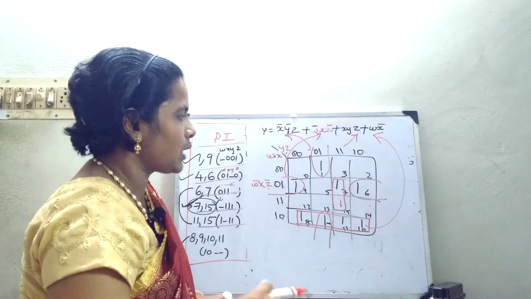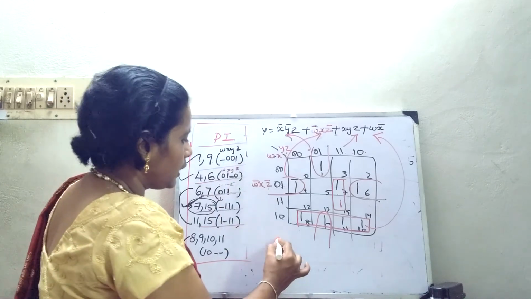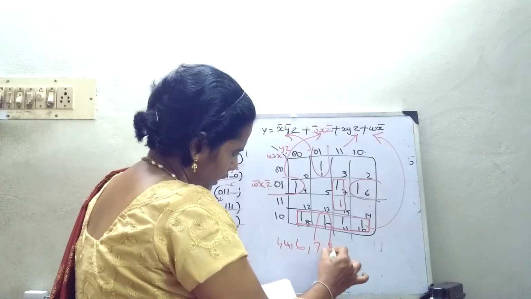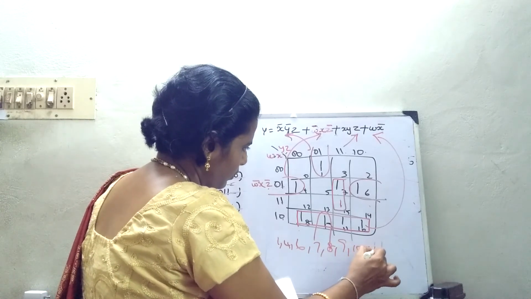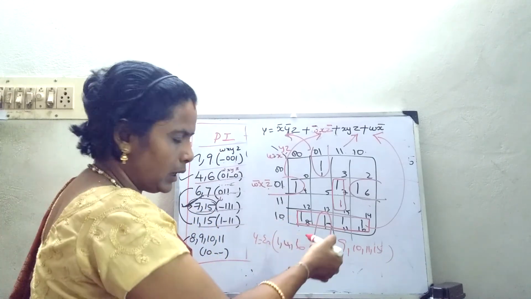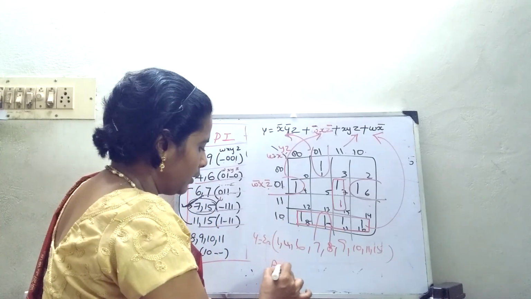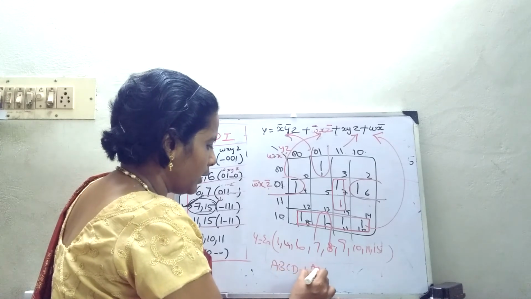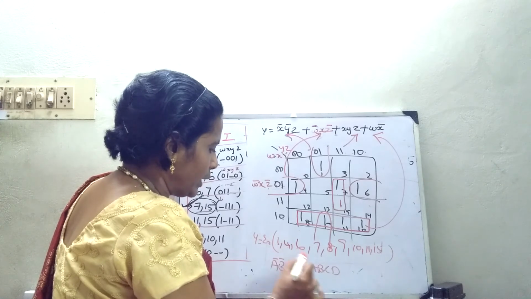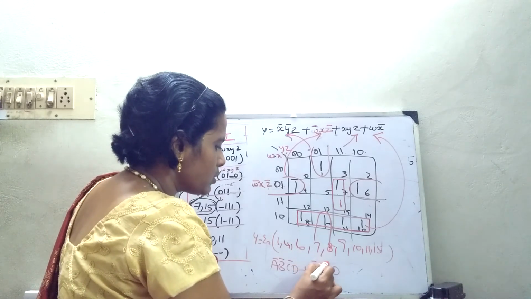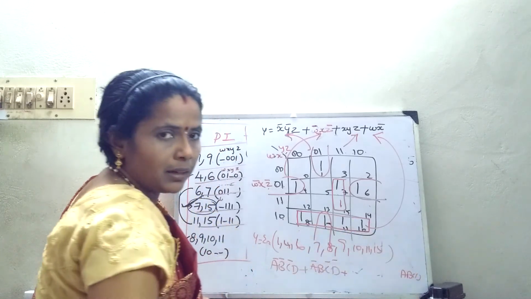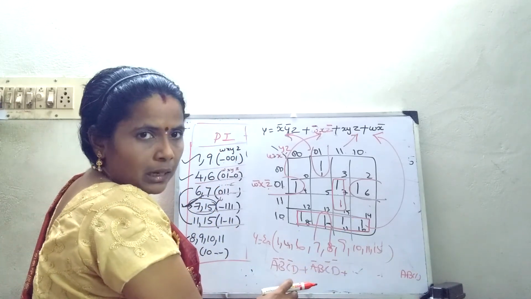So in this case, the question is 1, 4, 6, 7, 8, 9, 10, 11, 15. So this is the expression. Now, whenever you are going to write it in the expression format, how will I write? I will put so many terms and write. 1 means 0, 0, 0, 1. 4 means 0, 1, 0, 0. Like this, I will write the terms in A, B, C, D till 15.